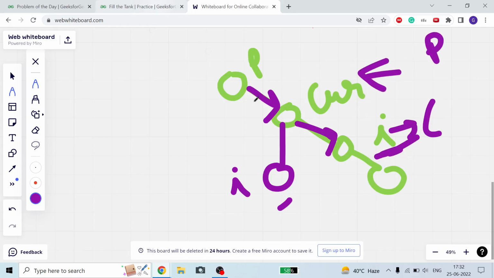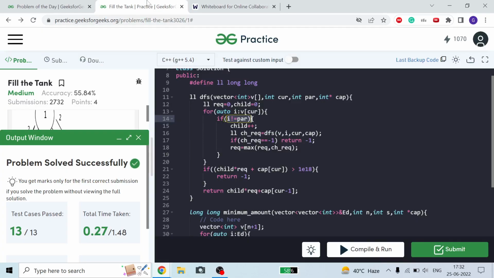Okay, this current became my parent because the parent of I is current. Okay, I hope you understand. Now this I is not equal to parent, to reduce the space complexity and to avoid the cycle, graph cycle.